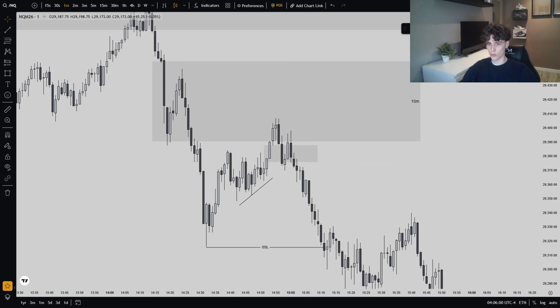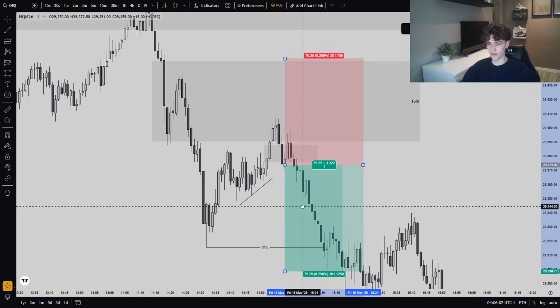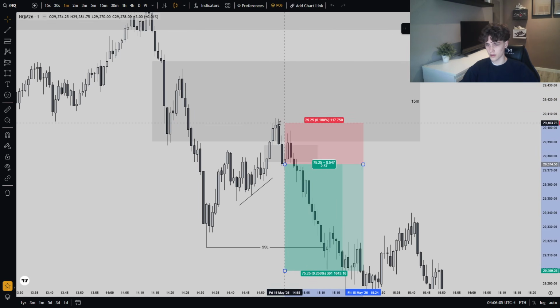I actually took this on the 1 minute. I did get a pretty bad fill there, but let's say you got the perfect fill. My stop loss was at the body here.